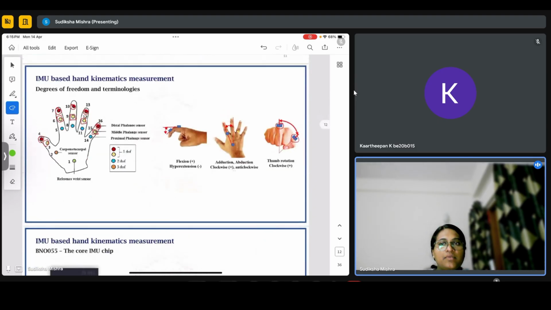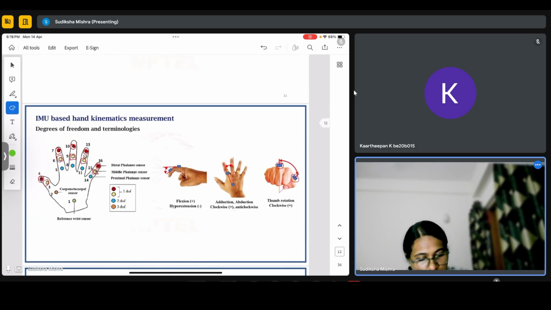Okay. So coming to the measurement system that they have used, they have used different IMUs at different points in the hand. So you saw DIP, sorry, DIP.